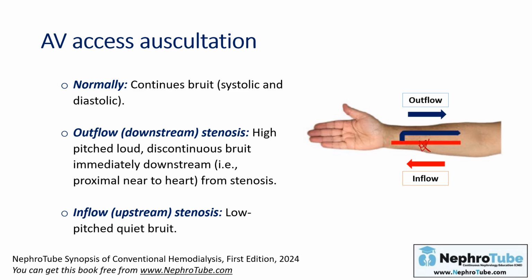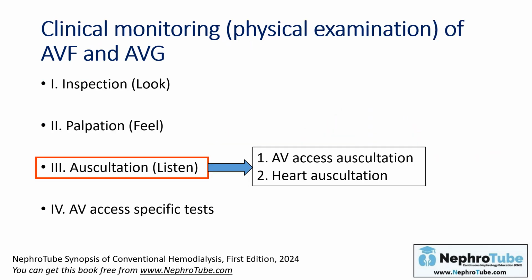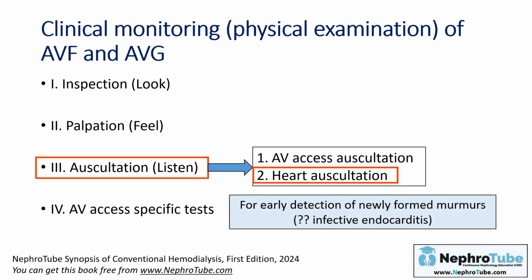If there is inflow stenosis, the blood inflow into the fistula will be low, so the bruit will be low pitched and quiet. Regarding heart auscultation, we have to auscultate the heart of the patient for early detection of any newly formed murmurs, because this may indicate the development of infective endocarditis, which may be common in our patients, because patients with a fistula with regular cannulation may develop infective endocarditis, especially under septic techniques.